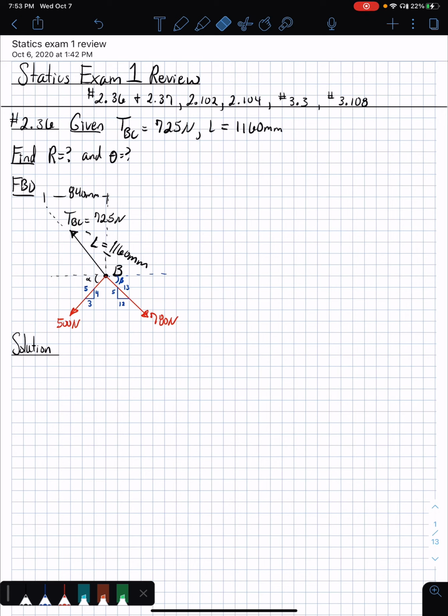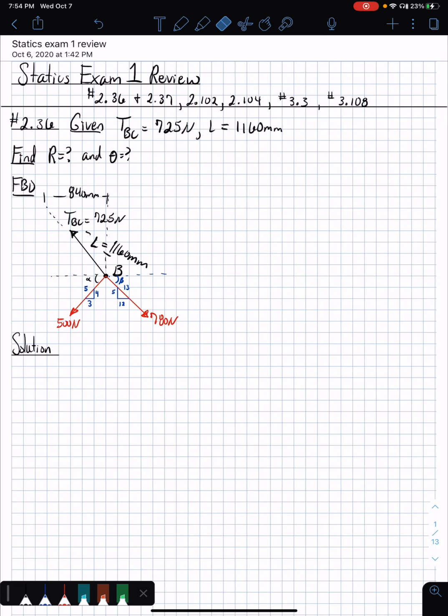Which you see right here on your screen as I'm going to go over first. Problems are going to be 2.36, 2.37, 2.102, 2.104, 3.3, and 3.108. Go ahead and look up in your book ahead of time. I'm going to be going through these kind of quick. I'm not going to display the question. I'm just going to go right into the solution off of the free body diagram, so feel free to pause the video, go to your book, look at my free body diagram, draw it yourself, and then resume the video to catch back up to what we're going to be doing.